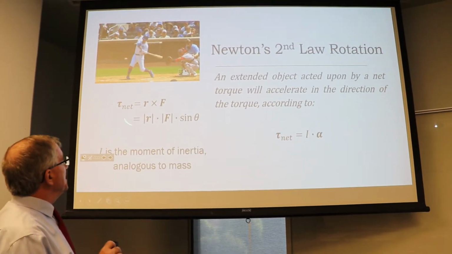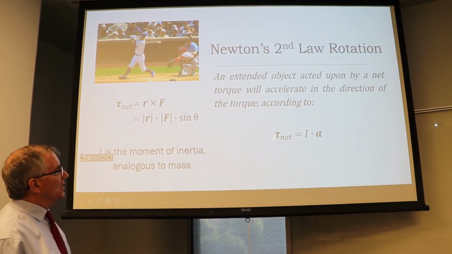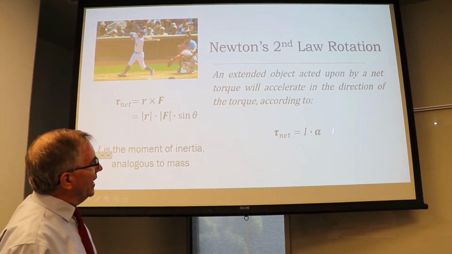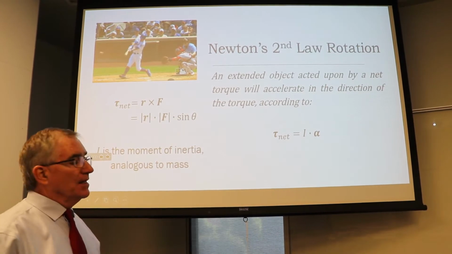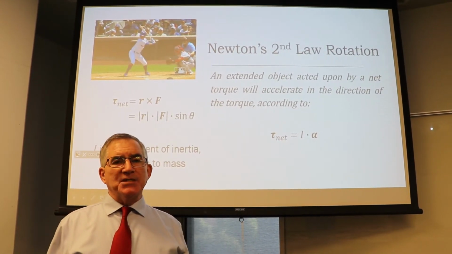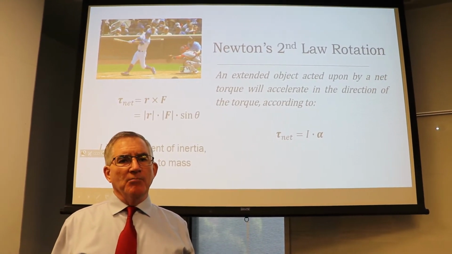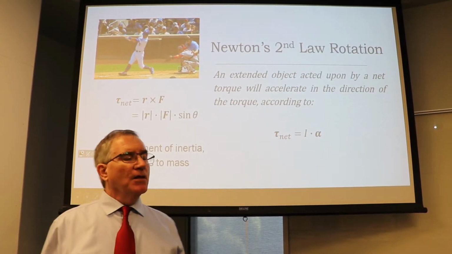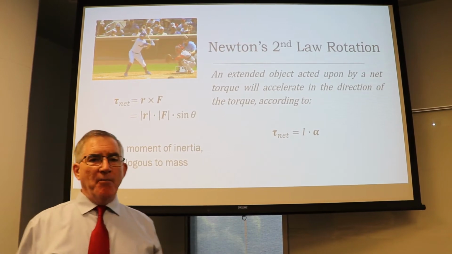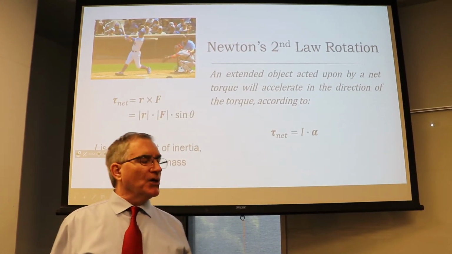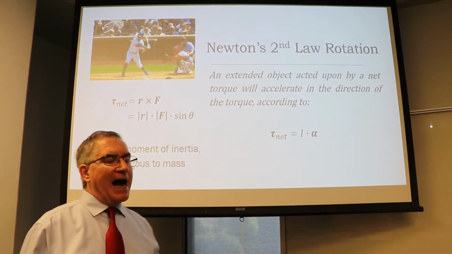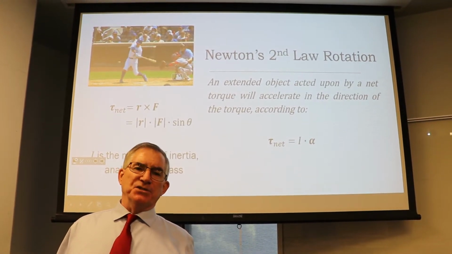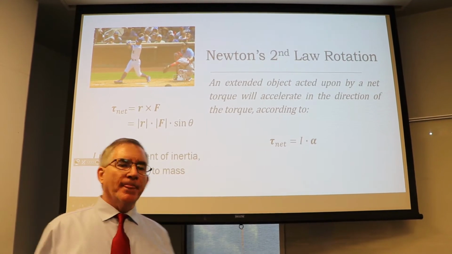Anyway, if there is a net torque, it'll cause the rigid body to accelerate at alpha times this thing that's related to the mass distribution, and it's called the moment of inertia. Moment of inertia. Okay? So the distribution of the mass is critical, and it's all wrapped up in that I, because every distribution of mass has a different moment of inertia.